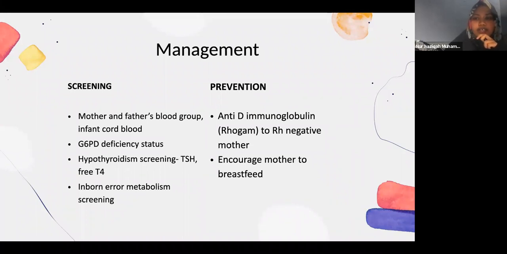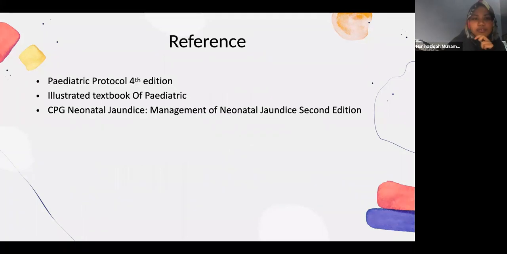Also, education is important because some mothers are not very well educated on the causes of jaundice and the treatment available. Some may believe that exposing the baby to sunlight can relieve the bilirubin. So this needs to be educated better, because exposure to sunlight only causes dehydration and further worsens the jaundice. So I think that's all from me.